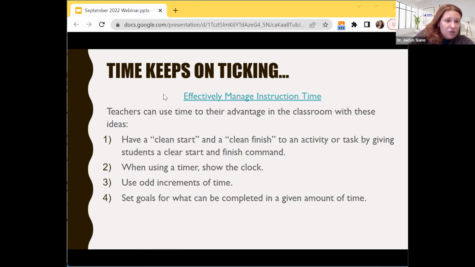And then Rabia just put in the chat, the timer also helps avoid the constant interruptions of how much time do we have left. It's up there, it's displayed, right? We have 30 seconds, we have 3 minutes. So it definitely does help.